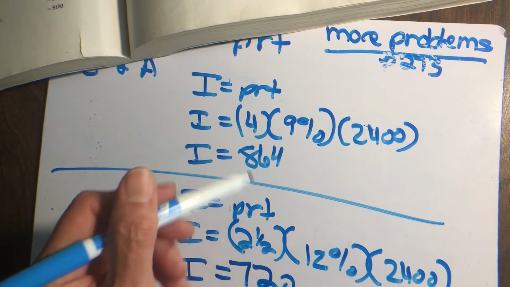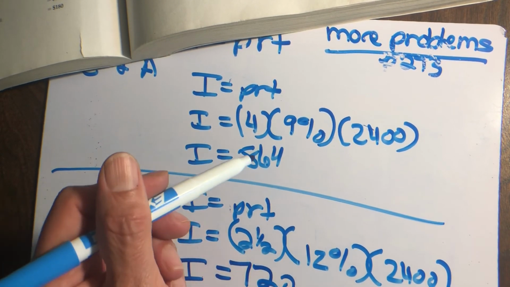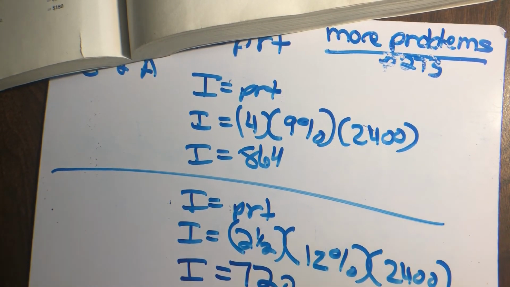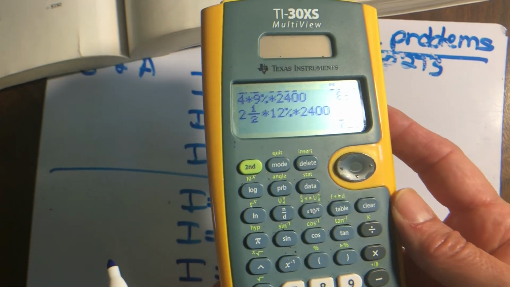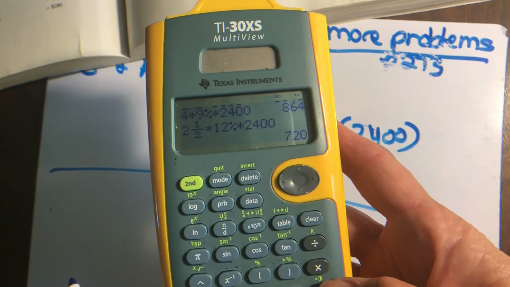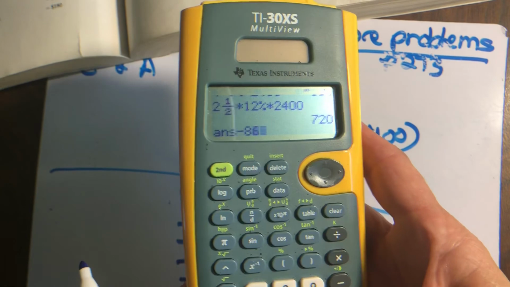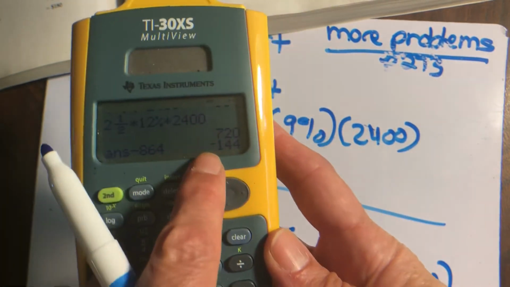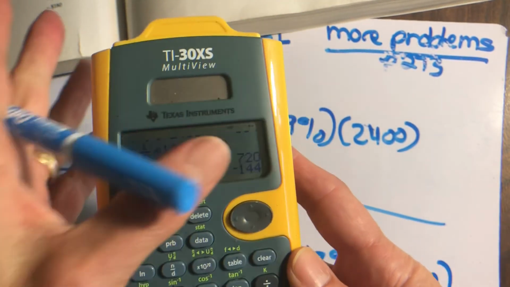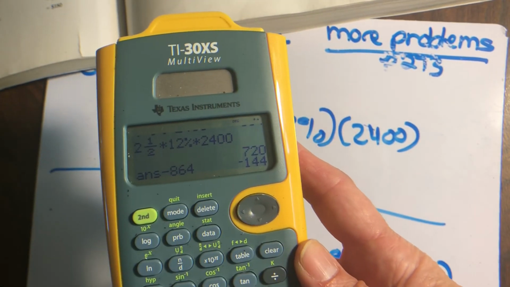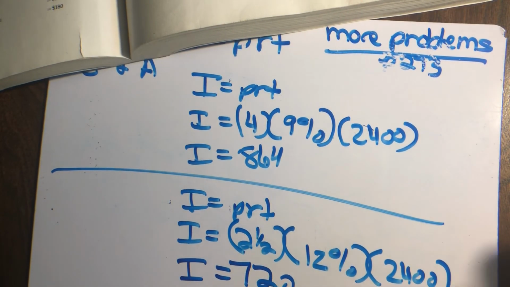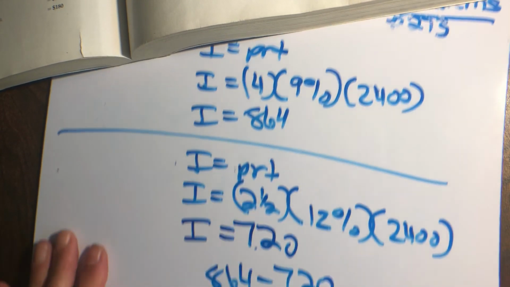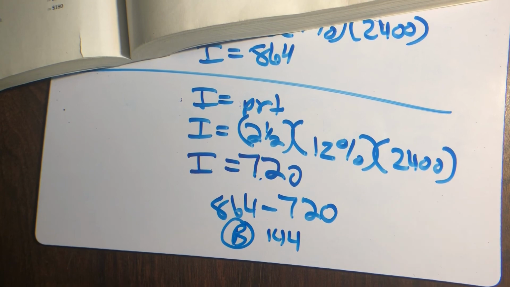It said how much more will they pay if they take C instead of A. So I need to take 864 and subtract it by 720. But I'm going to tell you a trick that I do. You don't have to do it. 720 is already in there. I'm going to say minus 864, even though I know that's the bigger number and it shows negative, but I'm just going to disregard that, take the absolute value of that. And that is choice B, $144 more. Okay? So hope this helps.